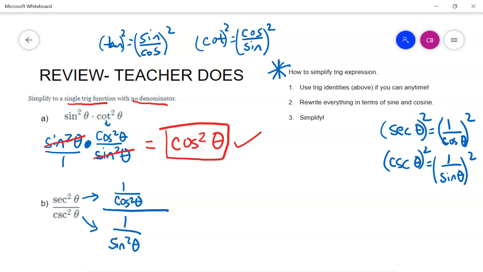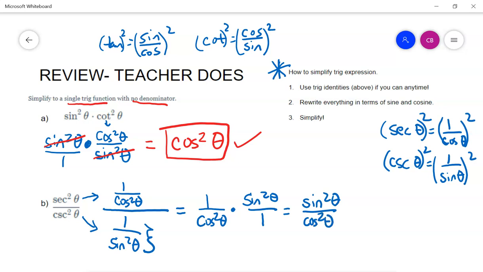Now, looking at this, I'm dividing two fractions. So I'm going to rewrite this as 1 over cosine squared theta times the reciprocal of the second fraction, which makes me have sine squared theta over 1. Multiplying my fractions, I just get sine squared theta over cosine squared theta. And hopefully we remember that sine squared over cosine squared gives us tangent squared theta. That's what we want. This is now a single trig function with no denominator.